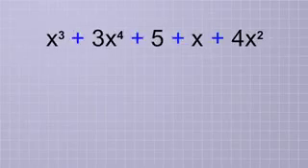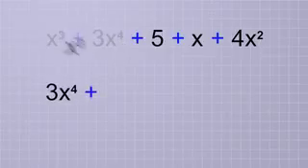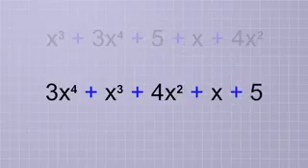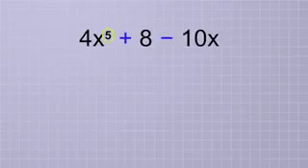Perfect. For example, this polynomial, which has 5 terms, should be rearranged so that the highest degree term is on the left and the lowest degree term is on the right. But of course, not every polynomial has a term of every degree. This is a fifth degree polynomial, but it only has 3 terms.